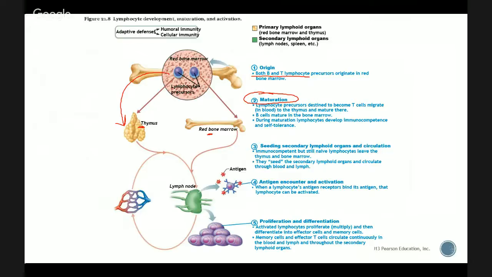Okay, so after they get trained in the thymus and the bone marrow, and they become immunocompetent, they know what to do. So they went to school, they got trained, they passed their tests, now they are ready to go. What they will do is they will be released into the body. We call it the seeding. So we seed the secondary lymphoid organs in the circulation. So they're immunocompetent. They're ready to go.